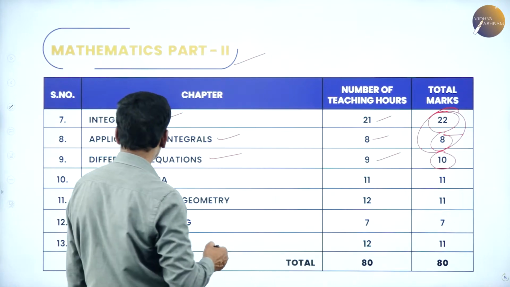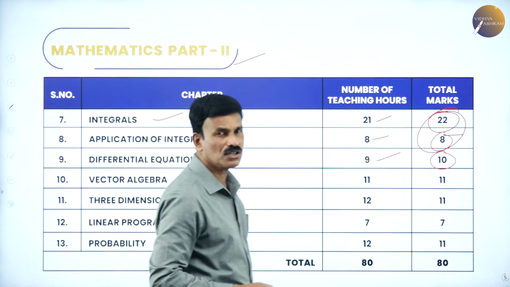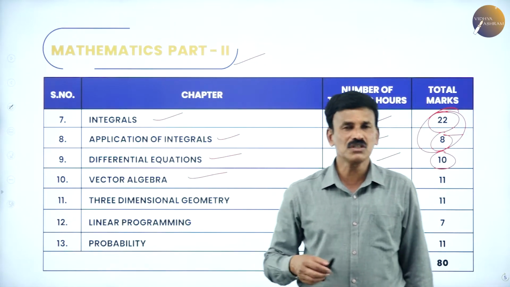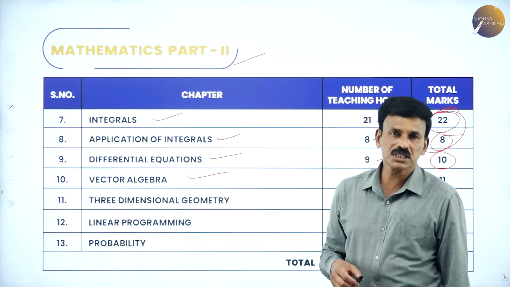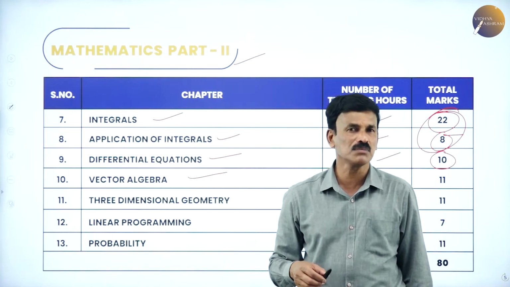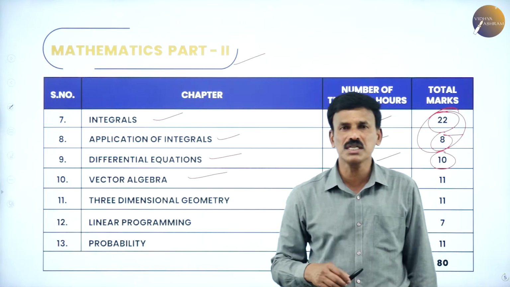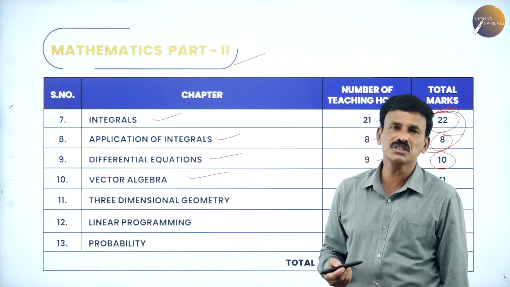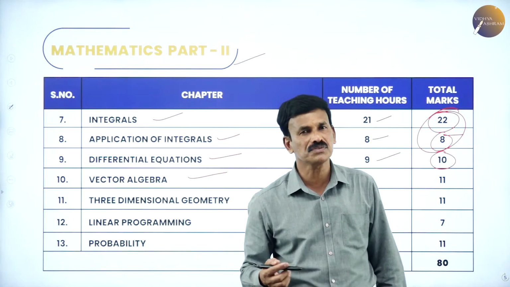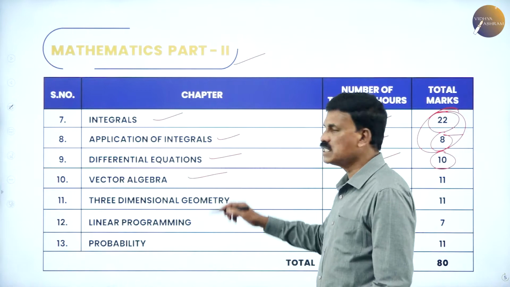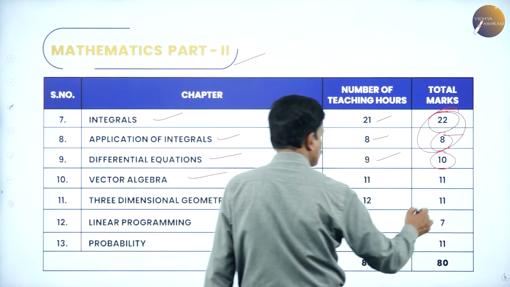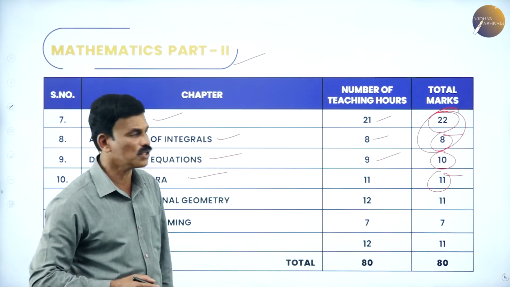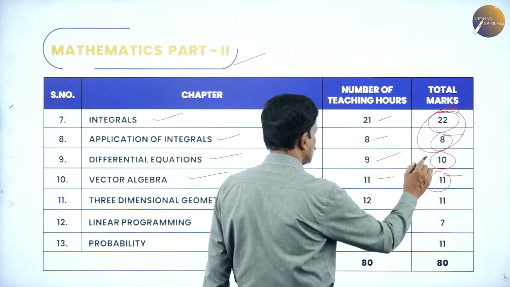And the next very important and easy chapter is vector algebra. You might have studied in your first PUC physics classes addition of vectors, subtraction, multiplications, that is scalar multiplication and vector multiplication. The same concept we are going to study in this vector algebra, along with finding the angle of intersection, the projection, as well as the scalar triple product of vectors. That's what we are going to study in vector algebra, and this is a very easy chapter, and you will get around 11 marks from this chapter, and the number of teaching hours for this is 11.